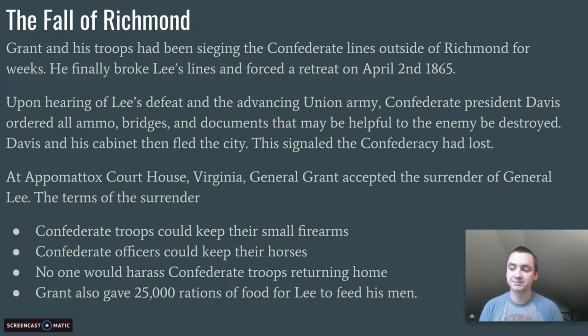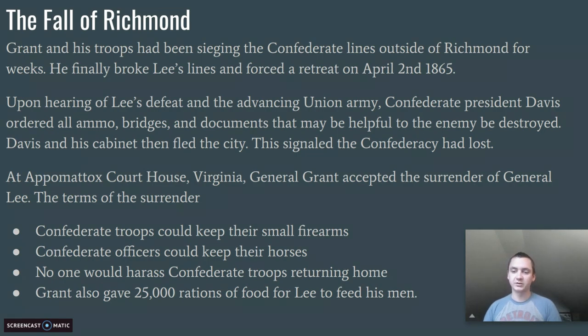This is certainly a symbol that the Confederacy had lost the war, right? Richmond was their crown jewel. It's what they wanted to keep above all else. And here we have the president and his cabinet abandoning the capital.